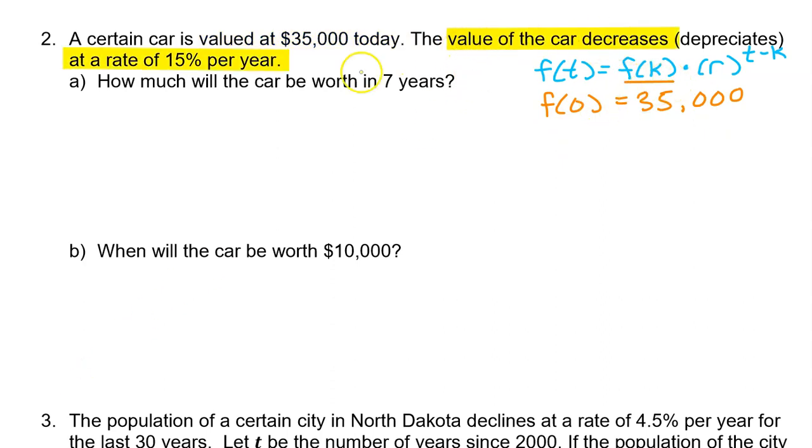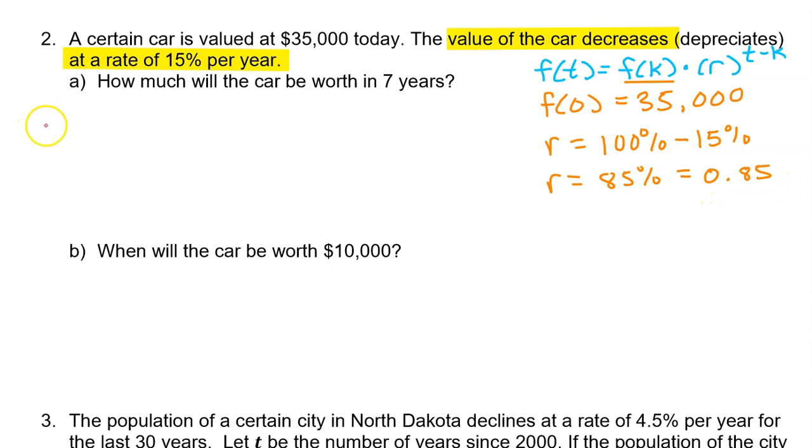We can use this statement to find the common ratio r. Because the value of the car decreases at a rate of 15% per year, we can start with r equals 100% and then subtract 15%. That's 85%. However, for the formula, we must write this as a decimal. So r equals 0.85.